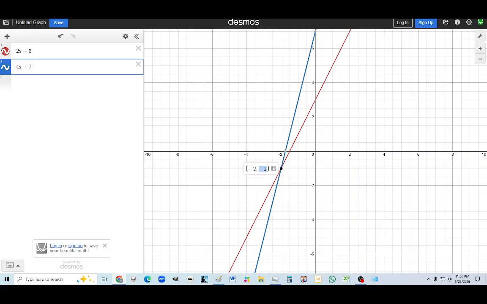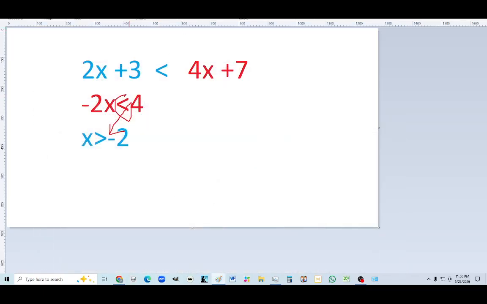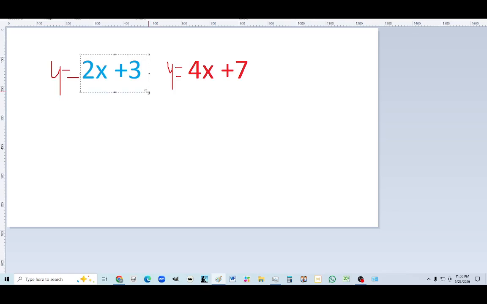To figure out where they meet, lines meet when they share the same y value. Since this line is y is equal to this, and this line is y is equal to that, well, they will share the same y's when they meet. So instead of doing that, you say, well, when does this formula equal that formula? And you solve it again.